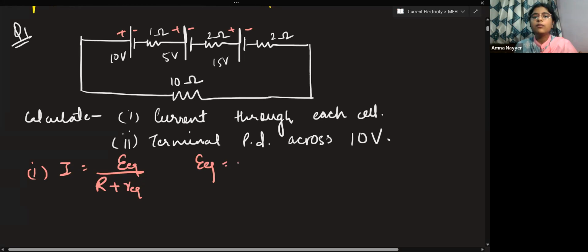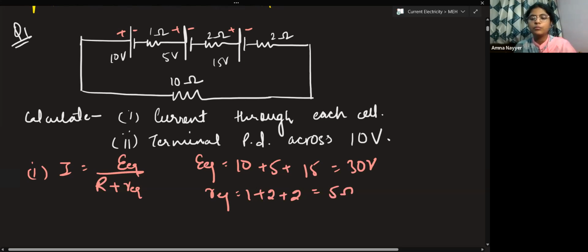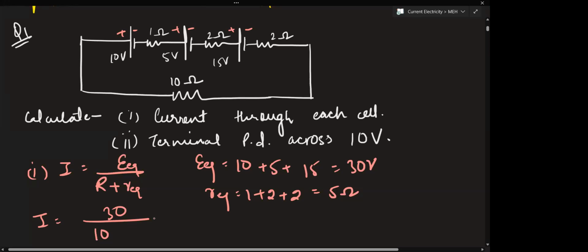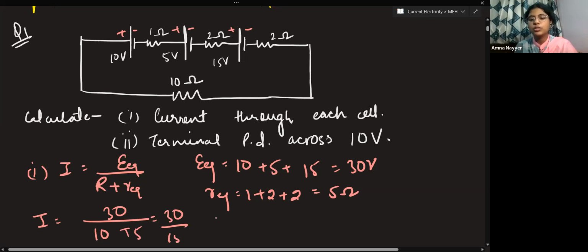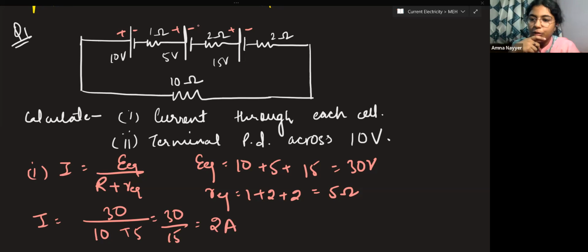So E equivalent will be what? This is 10, this is 5, this is 15. So that becomes 30 volt. R equivalent is what? 1 plus 2 plus 2, that becomes 5. So current will be what? E equivalent is 30 volt, capital R external resistor is 10, internal resistance is 5. That becomes 30 by 15, which is 2 amperes. This is how to calculate the current. Yes, 2 amperes. Clear? All of you?